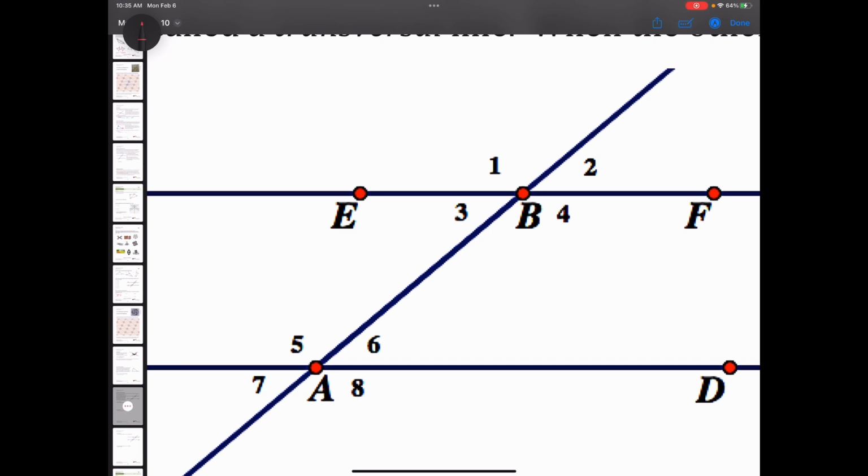Did you miss it, Jacob? I think you missed it because you were saying words instead of listening. 6 and 2 are what now? Corresponding angles. So we know that they are congruent as well.